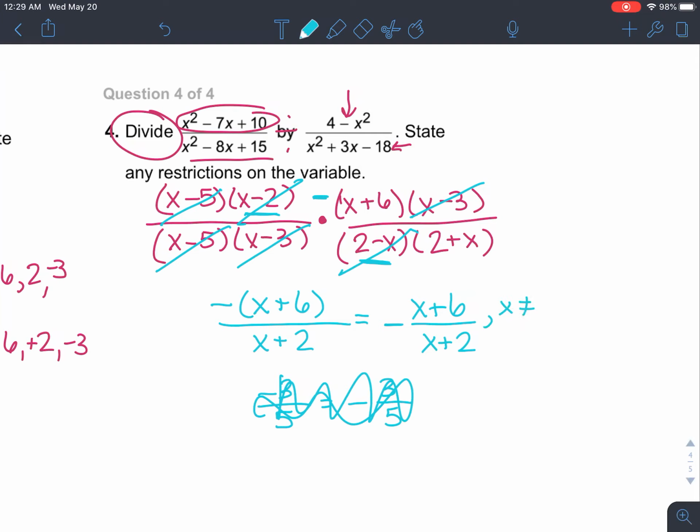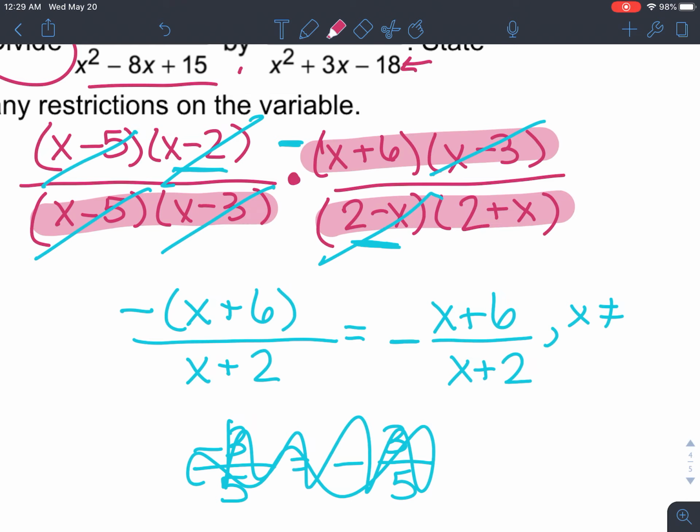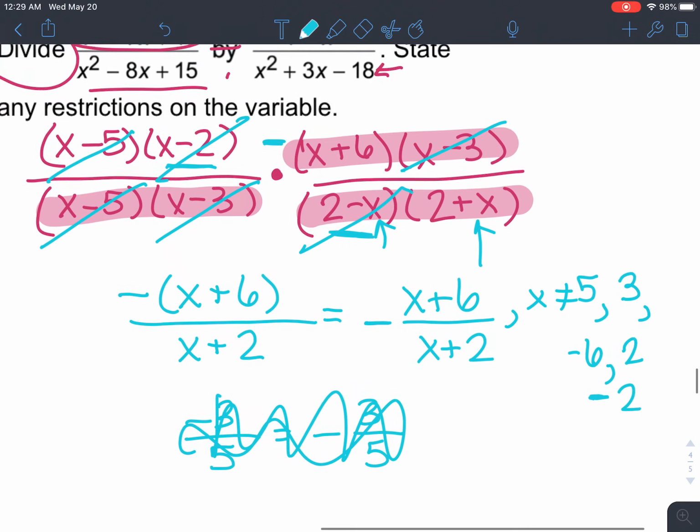So there's a lot of things that x can't be. So you can look at the factored form and look at everybody here, here, and here. So everybody but the top left. So that's going to be x can't be 5, x can't be 3, x can't be negative 6, x can't be 3, but we already have that on the list. X can't be 2, and x can't be negative 2. So that was a lot. Plus or minus 2, 3, 5, negative 6. Okay, just double checking.